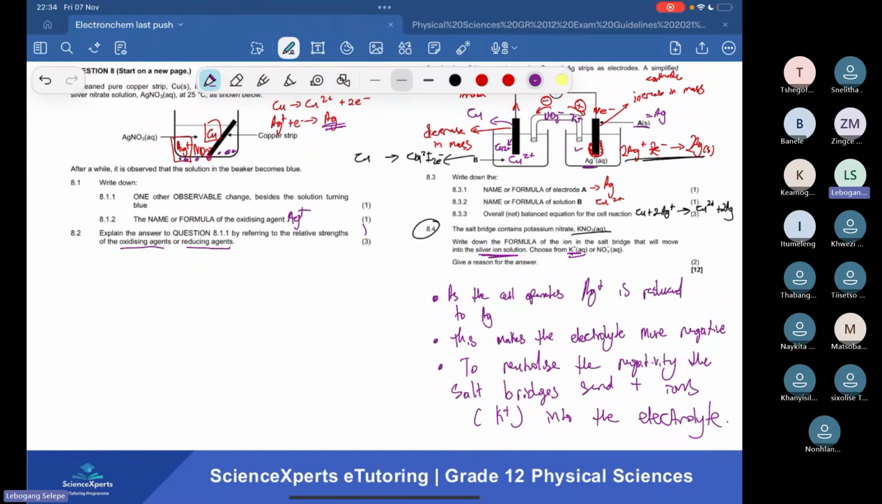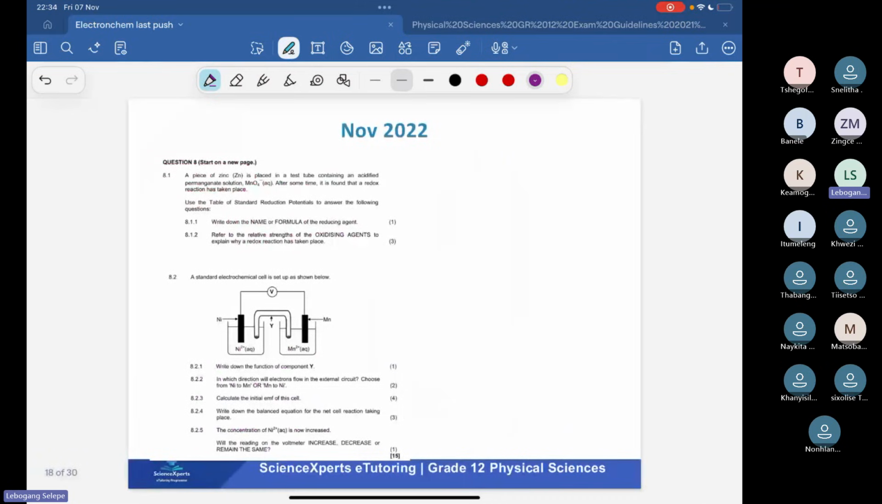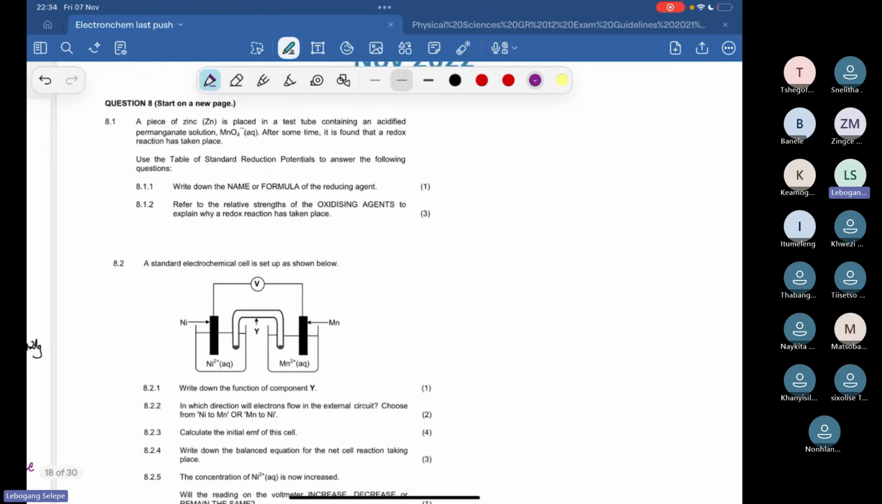This is a question from 2023. So, let's go on with multiple choice. You know how we always do it. This is 2022. Let's take a look at 2022.